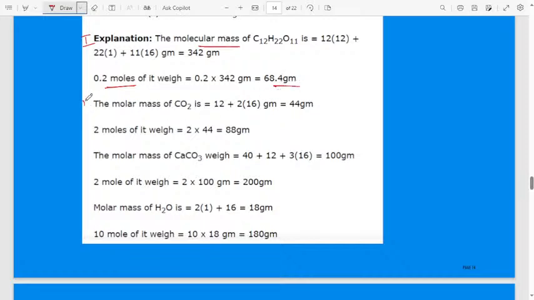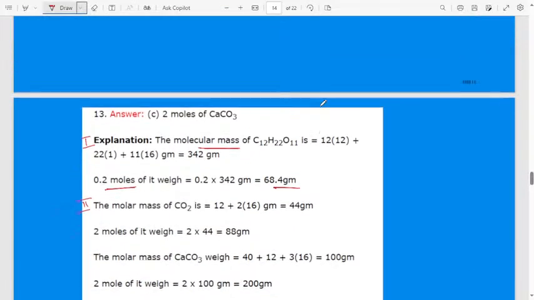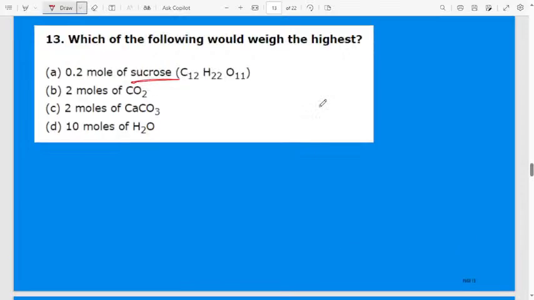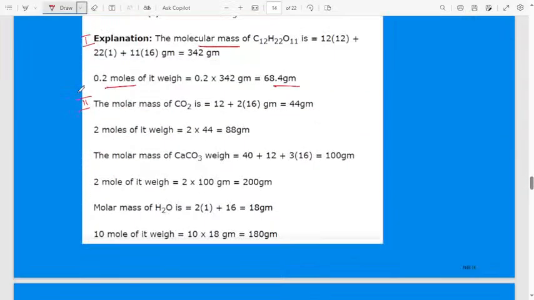Then next problem, the molar mass of carbon dioxide. How to calculate? How many carbon? Only one is there, therefore 12 plus 2 oxygen is there, 2 into 16, you will get 44 gram. Here also, how many moles? 2 moles of carbon dioxide. Then multiply that answer with 2.